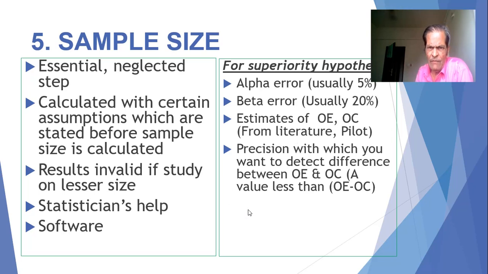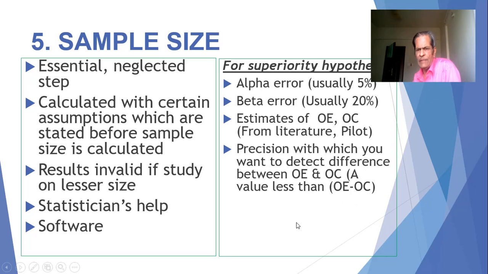Then the next thing which is required in the superiority hypothesis is the precision with which you want to detect the difference between the OE, that is the outcome in the experimental group, and OC, that is the outcome in the control group. The precision has to be a value which is less than the difference between the outcome in the experimental group and outcome in the control group.